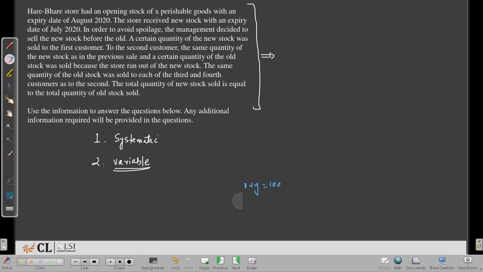Plus, we may start writing variables because we don't have the complete picture, the complete story, as we keep on reading. Based on the new information given to us in each of these sentences, we want to work in such a manner that we reduce the variables. That's something that we should do.